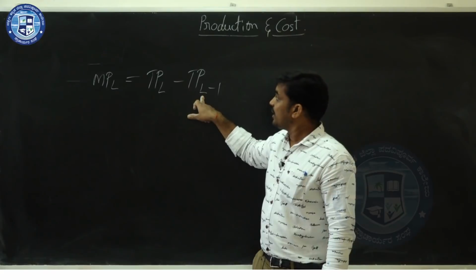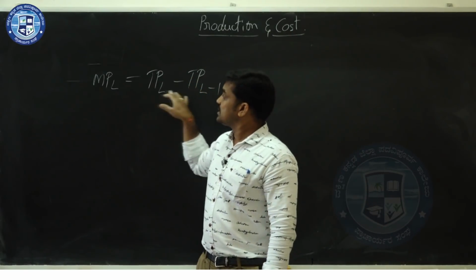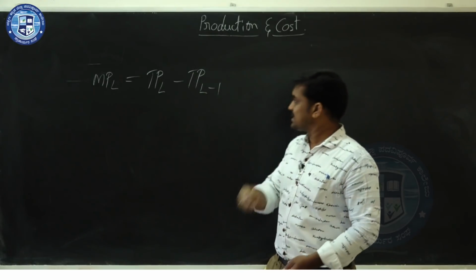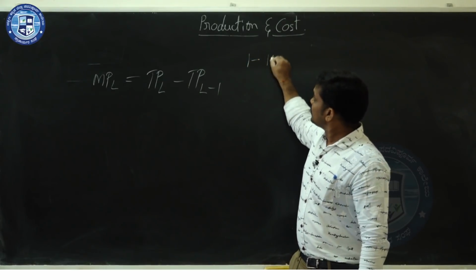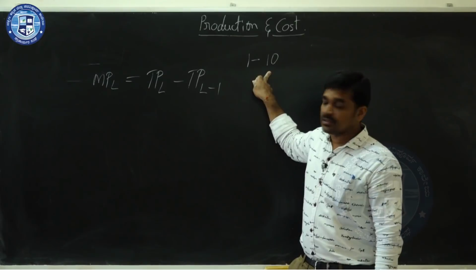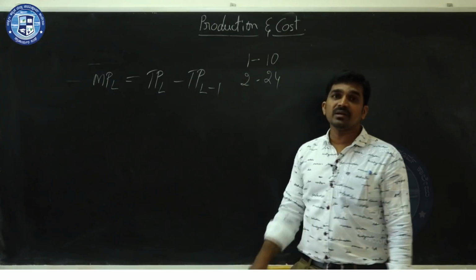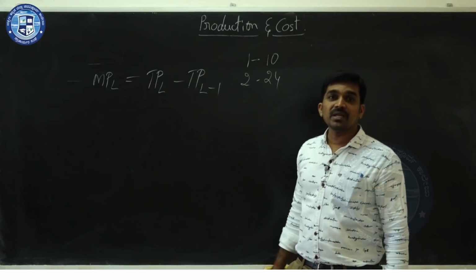of labor and its total product. Okay. It is considered as another formula for calculation of marginal product of labor. For example, look here, 1 unit of labor produced 10 units of total product. 2 units of labor produce 24 units of total product. Now, calculation of marginal product.